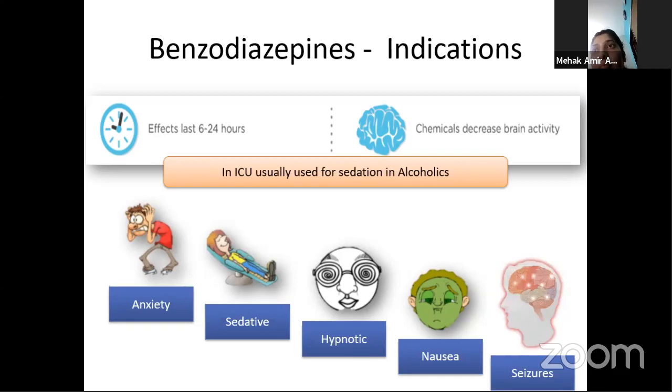In current practice, benzodiazepines are not much encouraged and are not chosen because they have a higher incidence of delirium. So it can cause the patient delirium, and the choice is very limited. But yes, we use them for patients who suffer from alcoholism or substance abuse. Next slide, please.